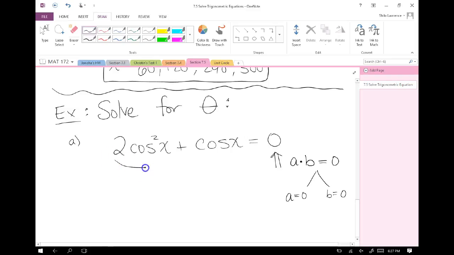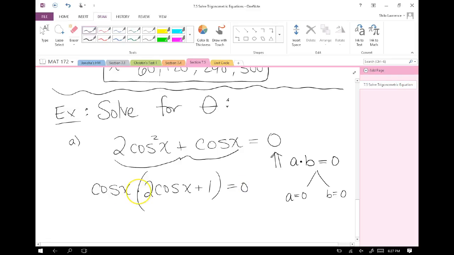So if I can turn this into a product, then I can separate them. And then we can isolate our cosines. So to take something and turn it into a product, that is the definition of factoring. So always look for a GCF when you factor. Do those two terms have something in common? And they do. They both have a cosine. So I'm going to start by factoring out a cosine. If I take a cosine out of each of them, I'm left with 2 cosine x plus 1.